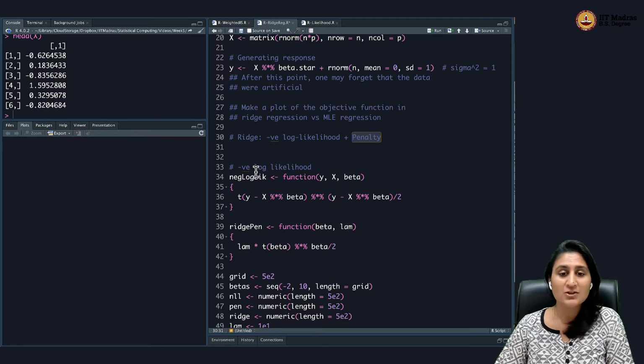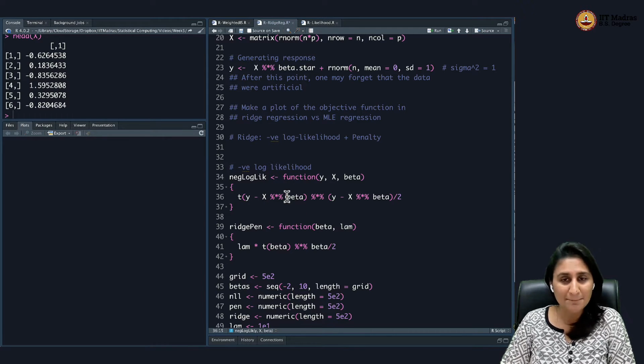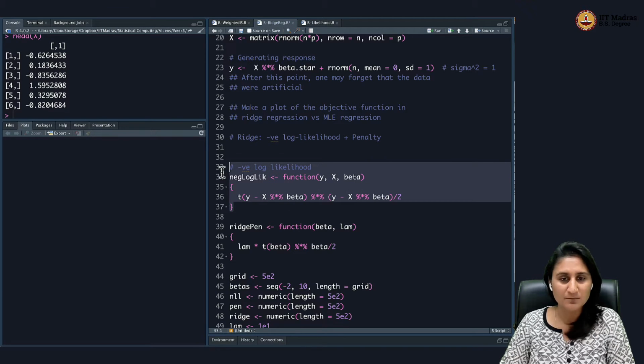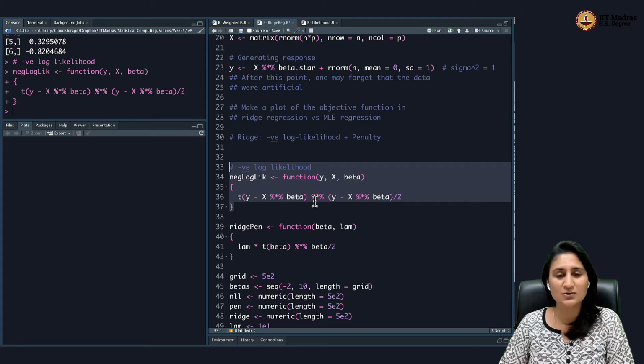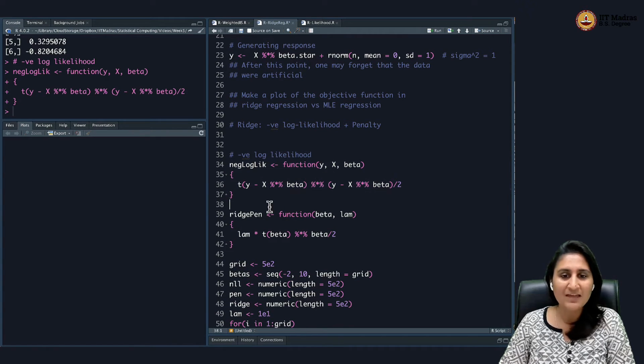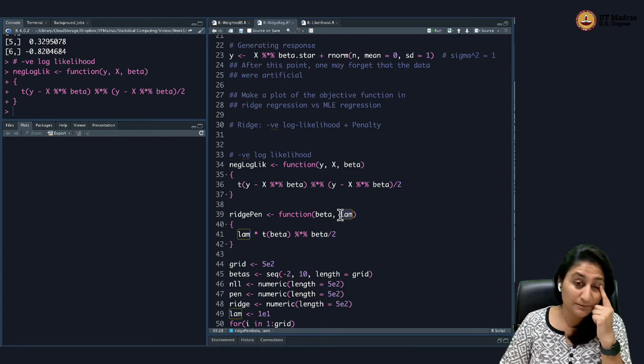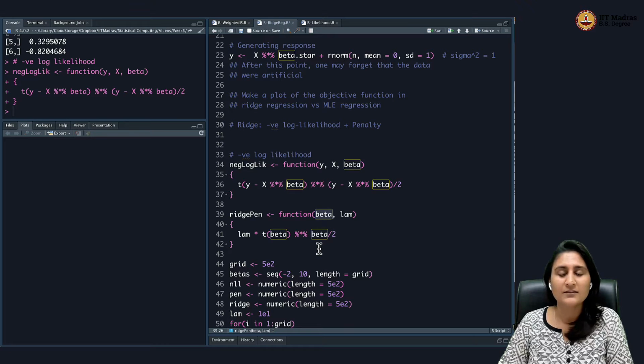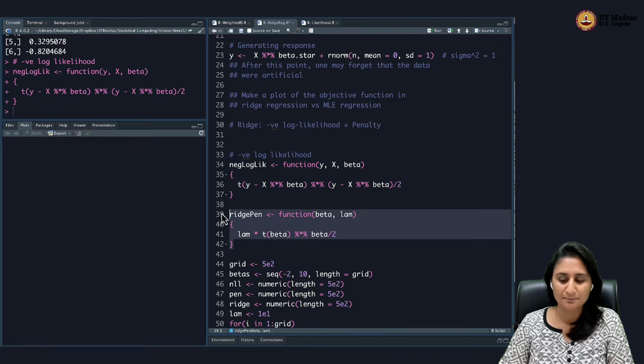Now, the actual negative log likelihood, I know, comes down to Y minus X beta transpose Y minus X beta, divided by 2. So that becomes simple. So that's my actual negative log likelihood function. And then there's also the penalty function. So the ridge penalty, for a given value of a lambda parameter, is just lambda times beta transpose beta, divided by 2. Right? So this is basically just the ridge penalty over here. So I can call that.